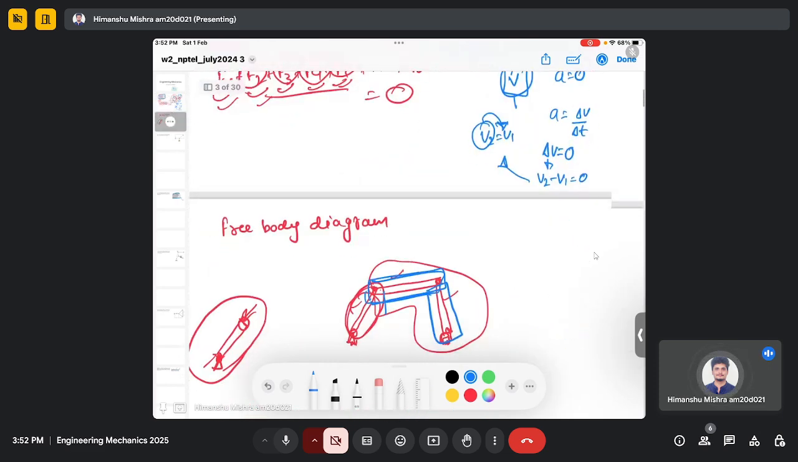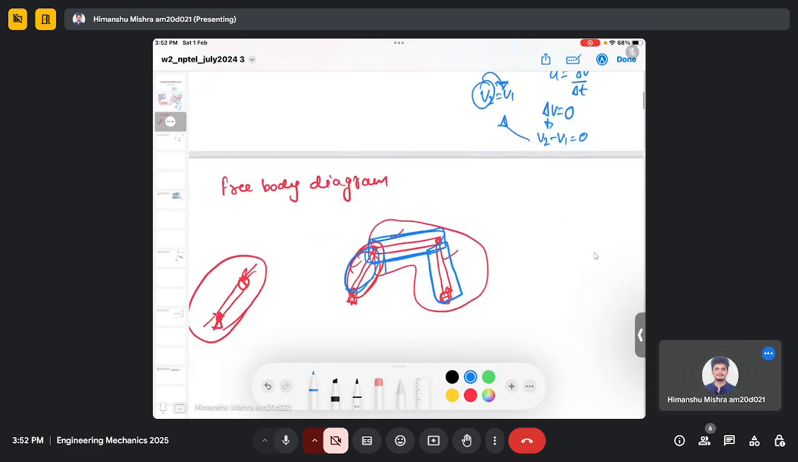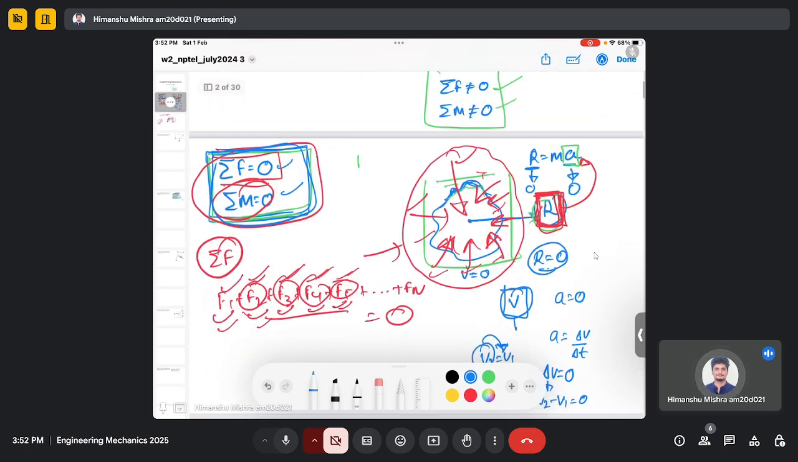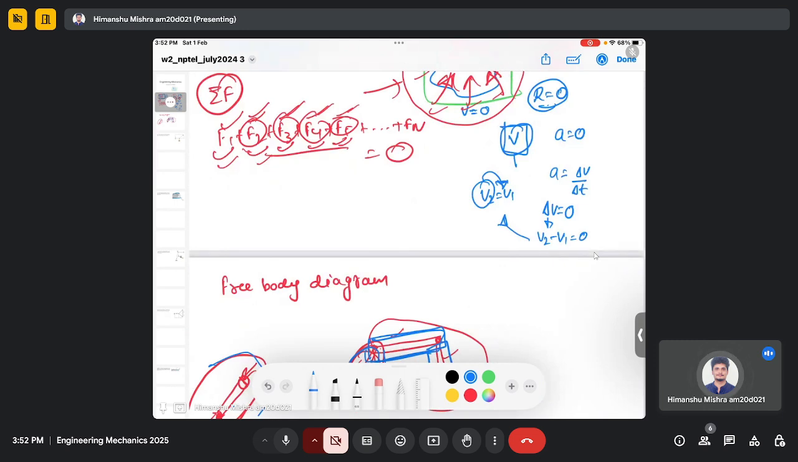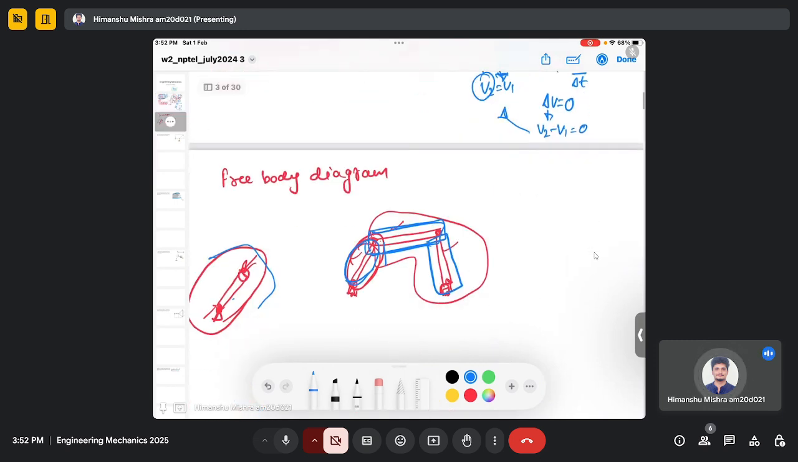First isolate the body, then make a free body diagram by considering all the forces in the free body diagram, and then use the equilibrium equations here, which are given by 1 and 2, to find the unknown forces and unknown moments, and then repeat the exercise for all other members of the system.